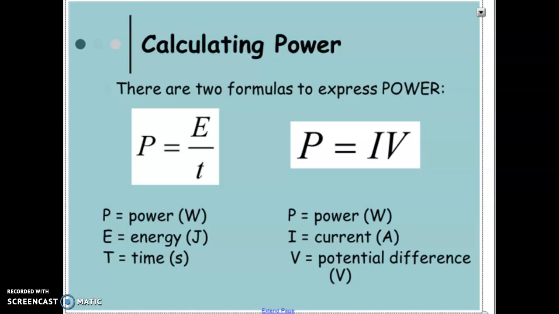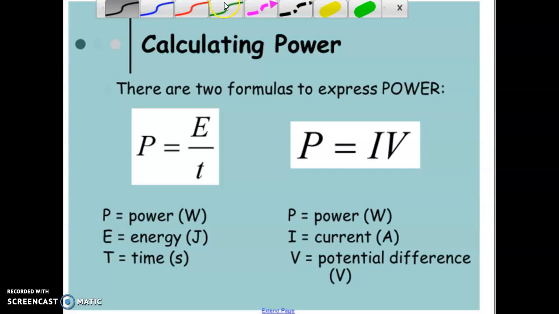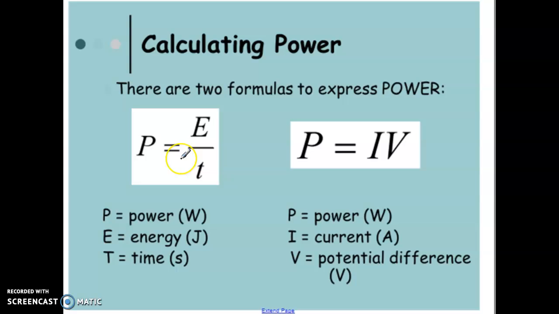Okay, so this is part 2 of your extension calculations for electricity. This is all about calculating power. If you recall from the lesson, power is essentially looking at how much energy is released over time, but you can also look at it in terms of current times potential difference. So there's two different ways that we can calculate the power.